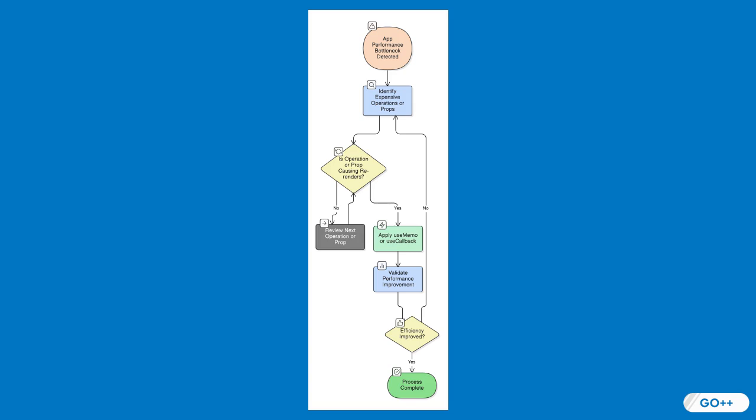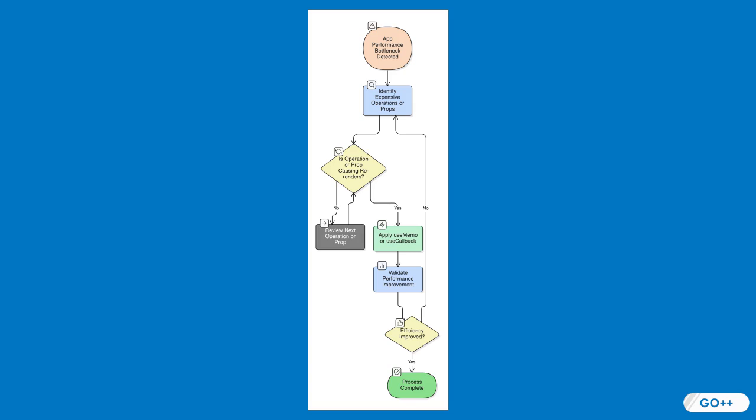Imagine you're building a high-performance sports car. Every component, from the engine to the aerodynamics, must be optimized to ensure the car runs smoothly and efficiently. The same principle applies to React applications. As your app grows, you need tools to fine-tune its performance. This is where useMemo and useCallback come into play.